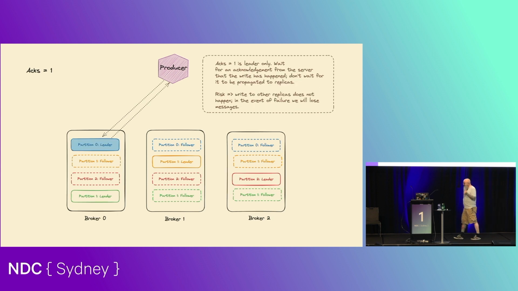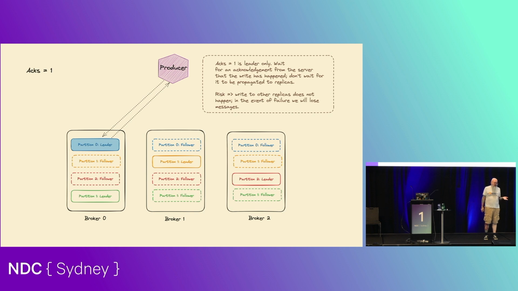Acks equals 1 says, only write it to the leader. You're going to propagate it for me. I'm not going to wait for that. It's a lot better, because at least I know it's written to one of the nodes in the cluster. And my expectation is, hey, probably the others will get it.